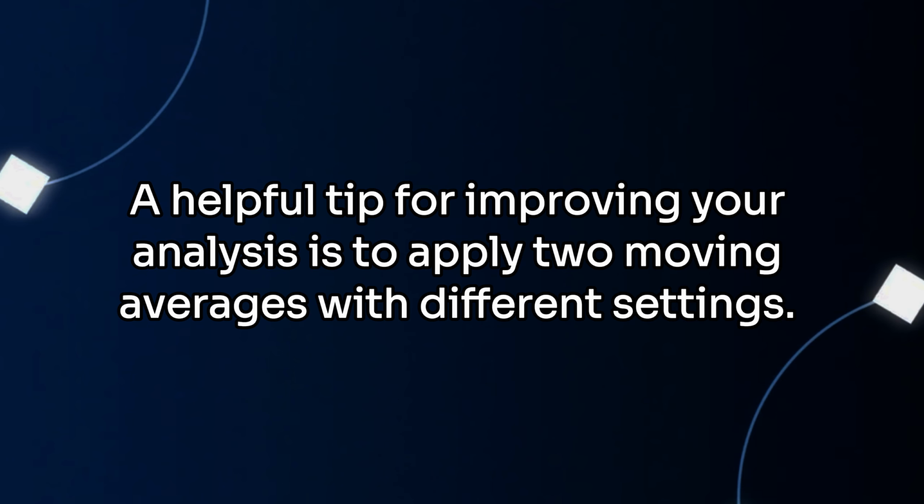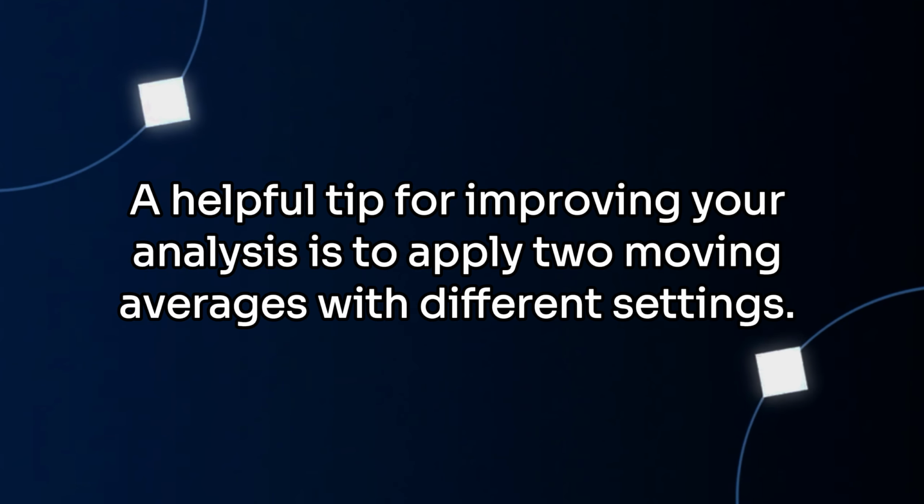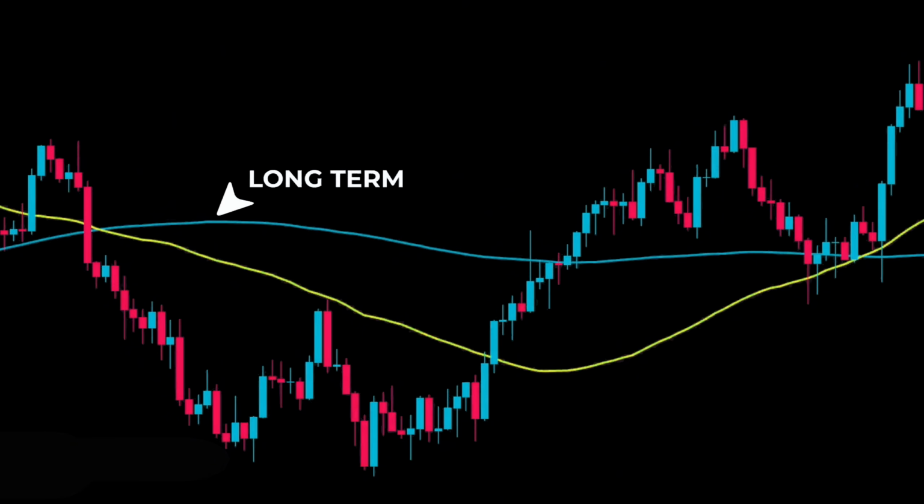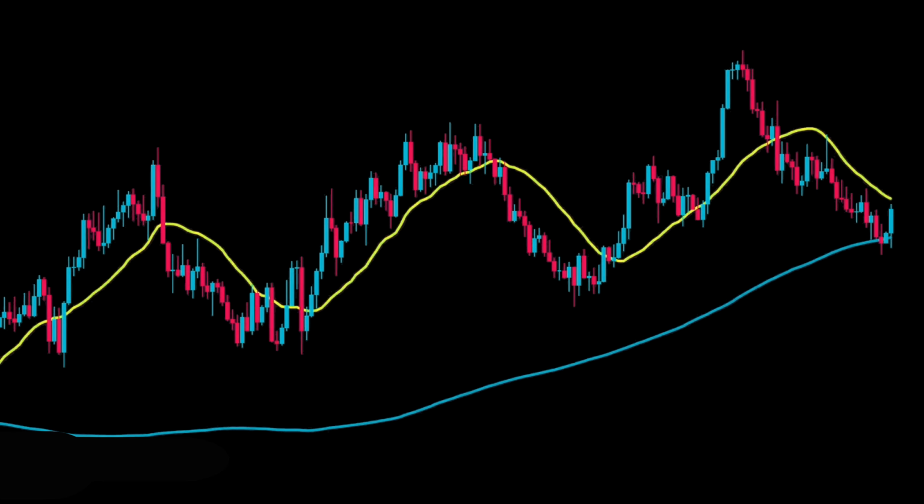A helpful tip for improving your analysis is to apply 2 moving averages with different settings. This allows you to observe both the short-term and long-term price behavior simultaneously. For instance, look at this chart featuring 2 moving averages, a yellow 20 period MA and a blue 200 period MA. The 20 MA acts as a short-term indicator, reflecting fast market trends. Meanwhile, the 200 MA is a long-term indicator that reveals the broader market direction.